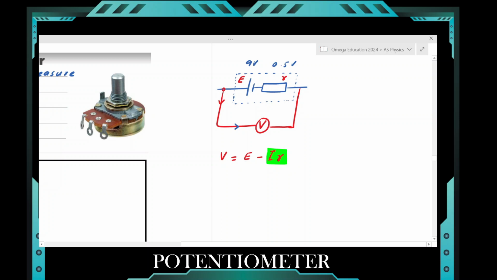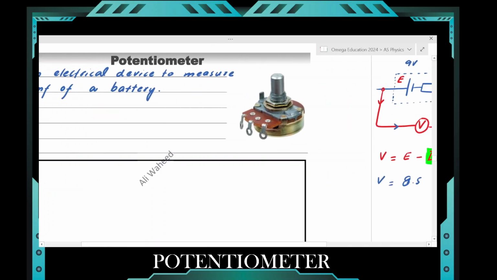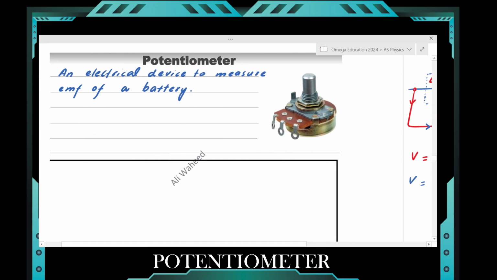So what is the reading that you get on the voltmeter? On the voltmeter, you'll be getting 8.5. So you'll never be able to know the actual EMF of the battery. What you'll be getting is the voltage after some of the voltage has been lost in the internal resistance, not the actual EMF. So that's why we have this device called the potentiometer, and it can measure the EMF without the voltage being dropped at the internal resistance.